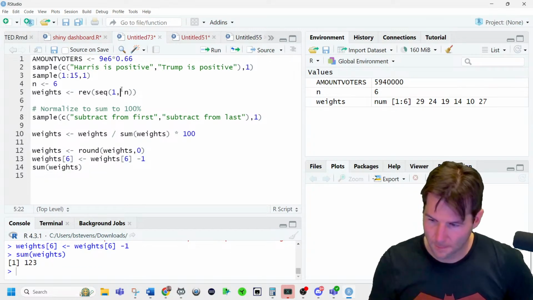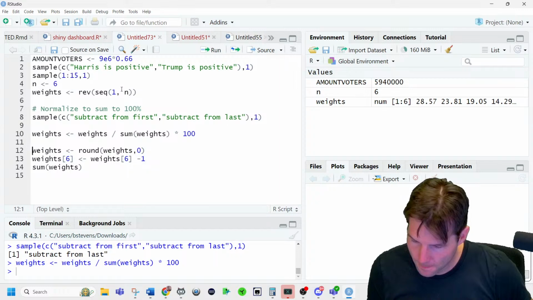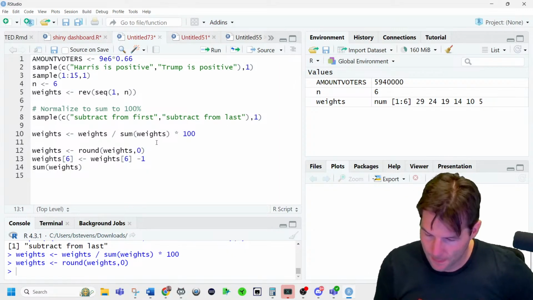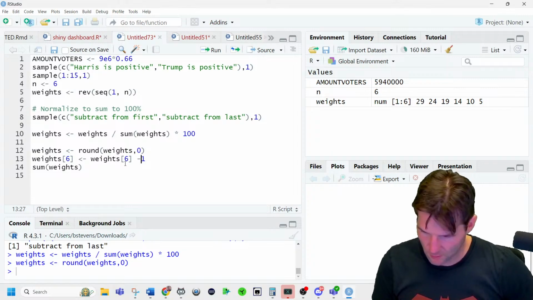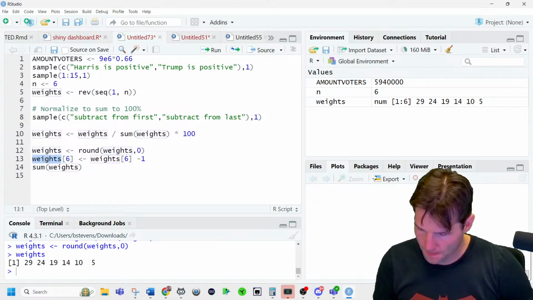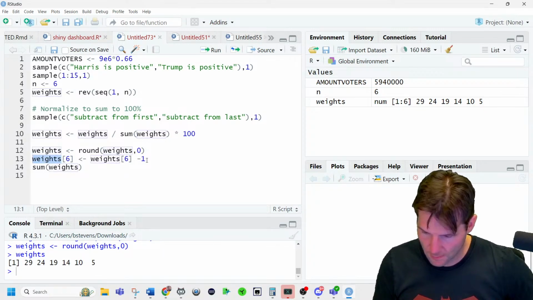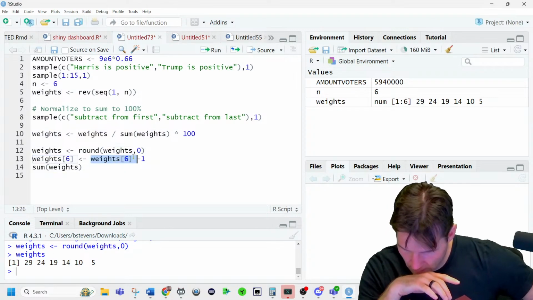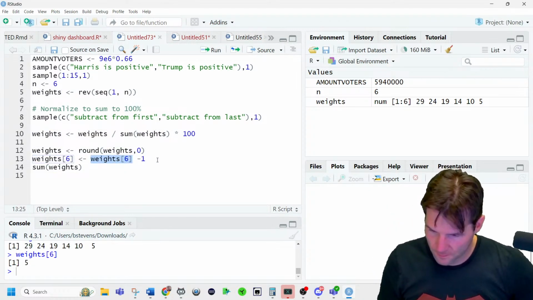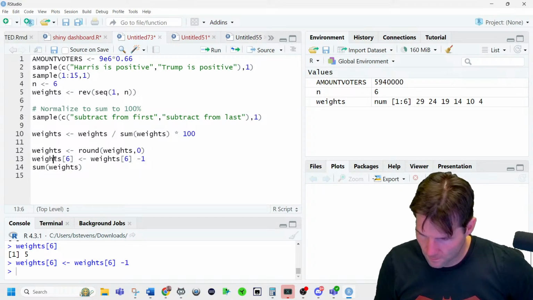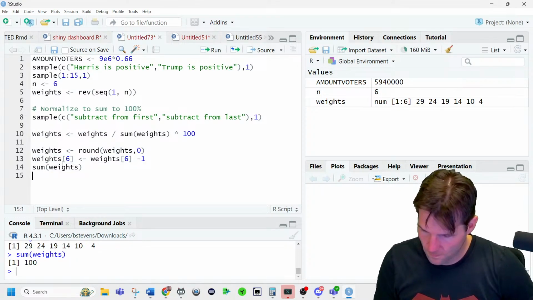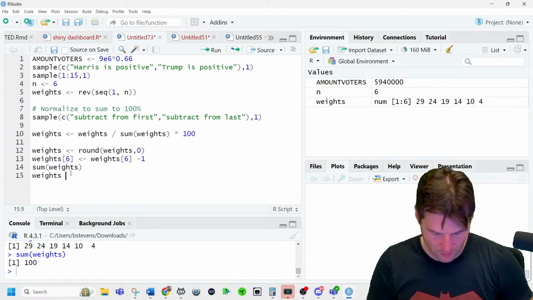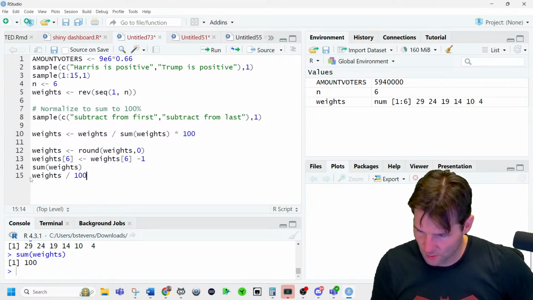Whoa, that's bad. Oh, I know why. Minus, wait. That's right. Weights element 6. I don't know how I broke that. Weights divide by 100, store into weights.